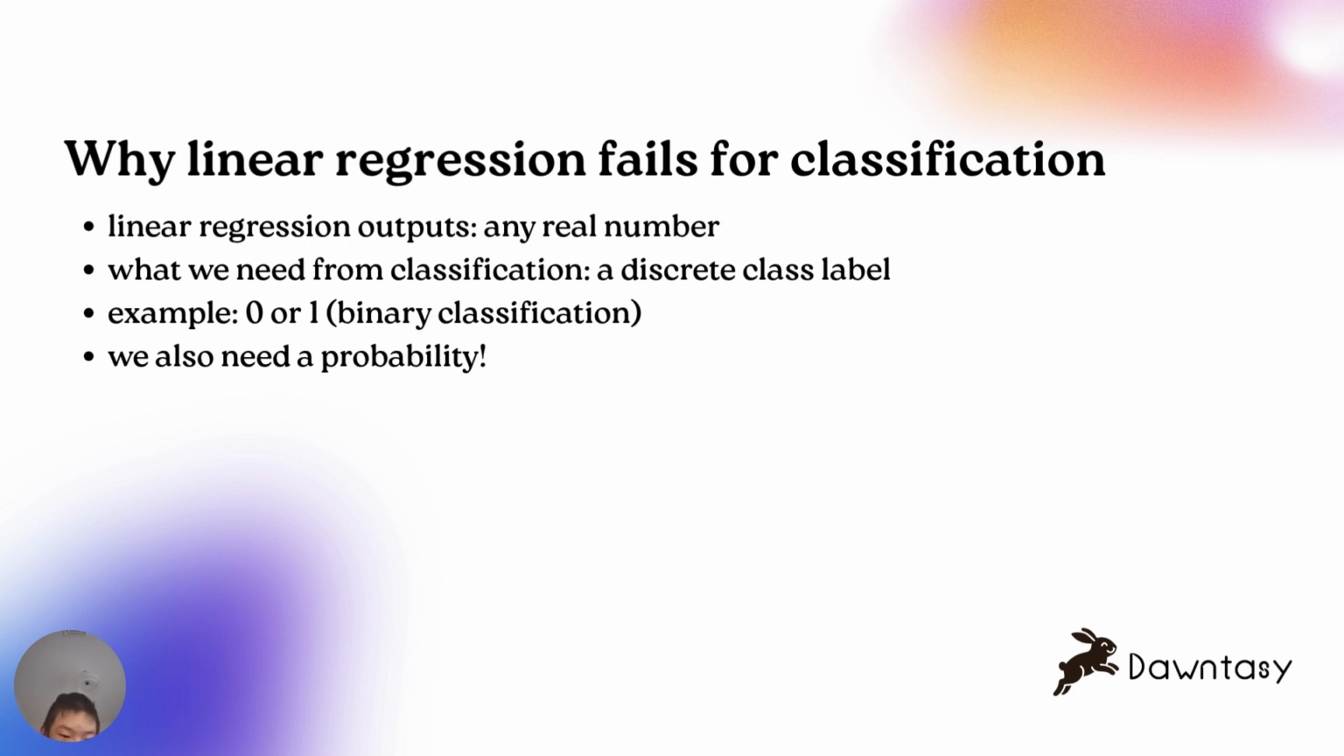But we also need a probability, and it's basically the probability of that specific data point landing in that class, in which the highest probability determines which class it actually goes in. Linear regression can't be used for classification because obviously it outputs any real number, but we need discrete class labels. So we can't just have linear regression do that.